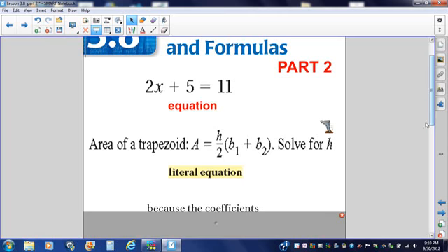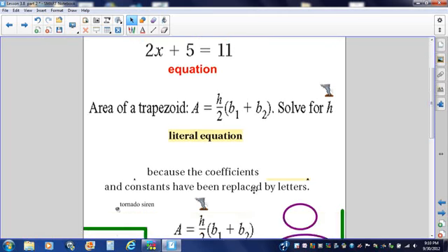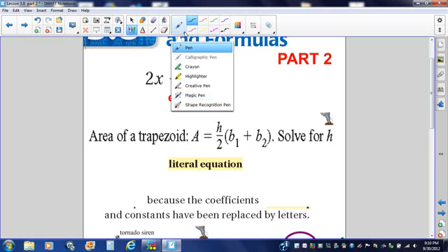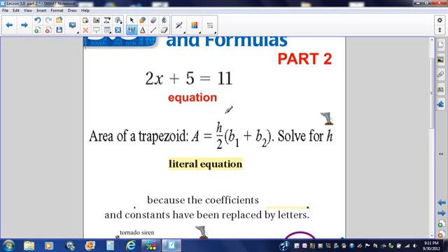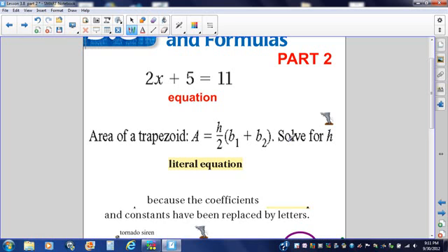Literal equations are going to have a lot of variables, a lot of letters. So if you would, please take a moment and write down this literal equation: A equals h over 2, parentheses b1 plus b2. Please write that literal equation in your spiral. They asked us to solve for h, and this is the area of a trapezoid.